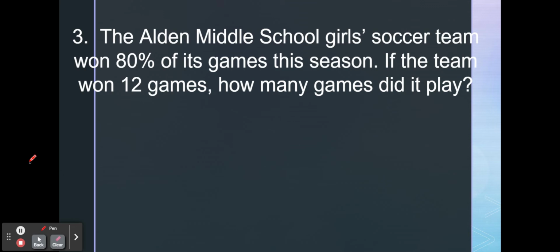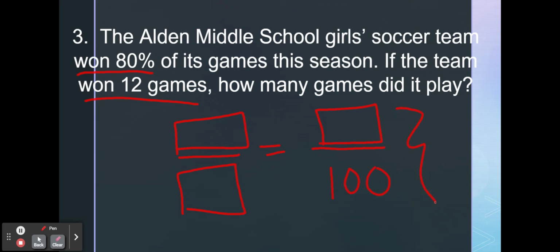Moving on to number 3, make sure you press pause if you did not get everything from the last one. So number 3, the Alden Middle School girls soccer team won 80% of its games. If the team won 12 games, how many games did it play? Well, I need to identify all of my different pieces. So I know that over here is going to be my part, my whole, the percent will go here, and 100 always goes here. So this always represents my percent over 100.